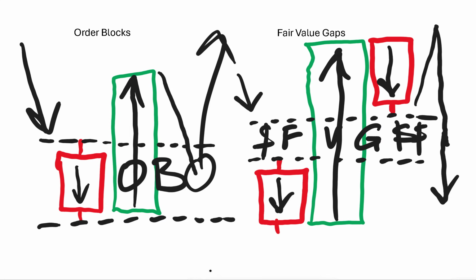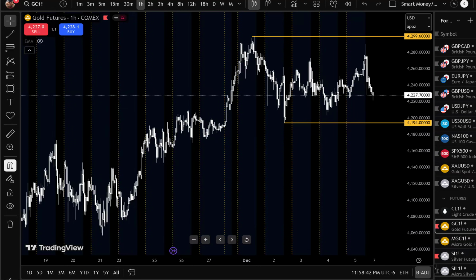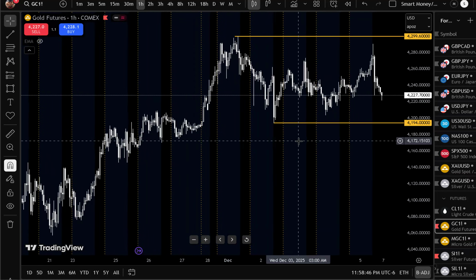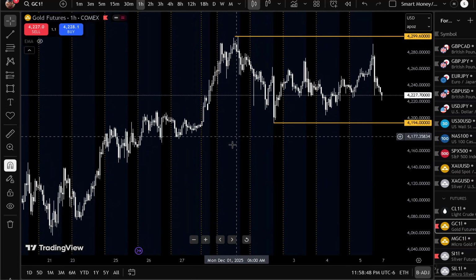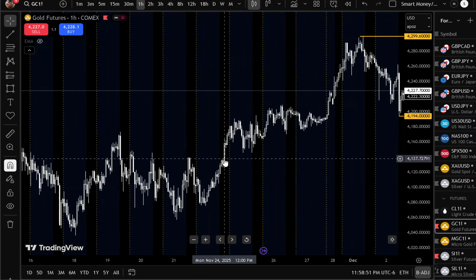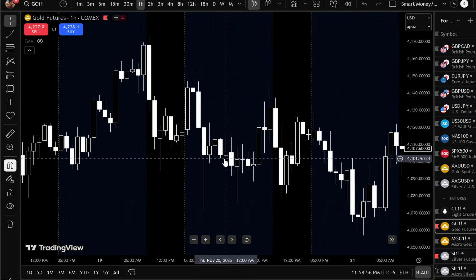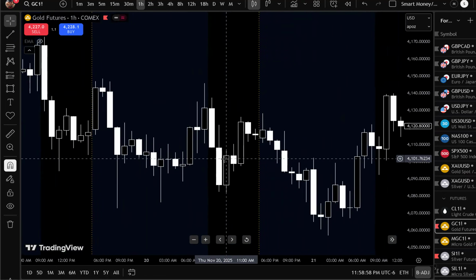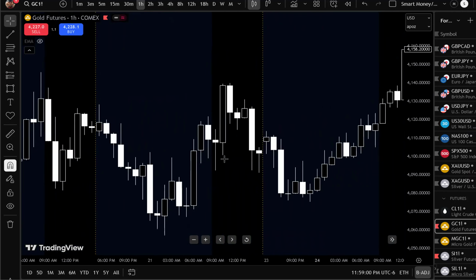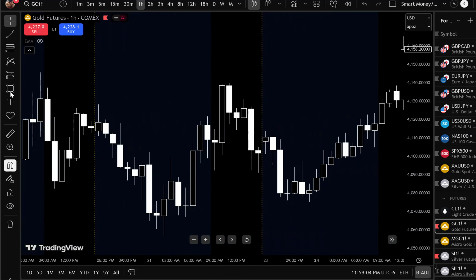All right. Let's go to the charts right quick, see if I can show you guys exactly what I am talking about. Let's see if we can find one. This is gold right here. So we're going to look at this section right here. You guys can see how price was coming down, right? So look at what happens. We got like a little order block right here.